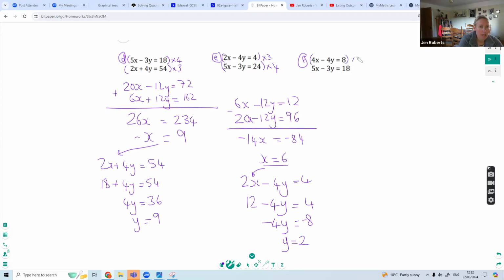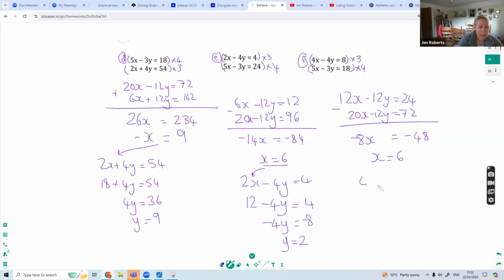Times by 3, times by 4. 12x minus 12y is 24. Times in the bottom by 4. 20x minus 12y equals 72. I'm going to subtract them. 12 take away 20 is minus 8x. They disappear. 24 minus 72 is minus 48. I'm going to divide both sides by minus 8 to get x is 6.